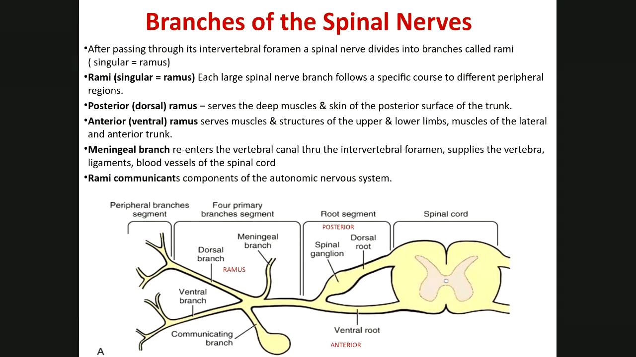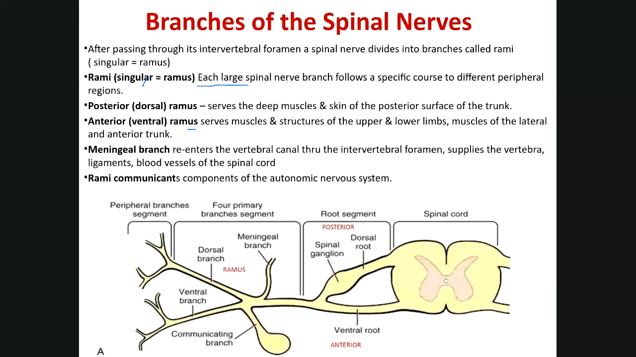Once we pass from the spinal nerve, they branch off into larger spinal nerves called rami. So rami further divide depending on what regions of the body they're going to supply. This occurs after passing through the intervertebral foramina. The spinal nerves divide into the posterior ramus. The posterior ramus is going to serve the deep muscles and the skin in the posterior surface of the trunk. The anterior ramus is going to be larger.